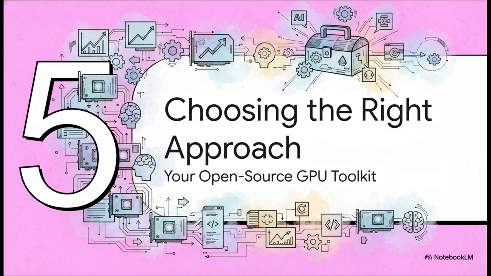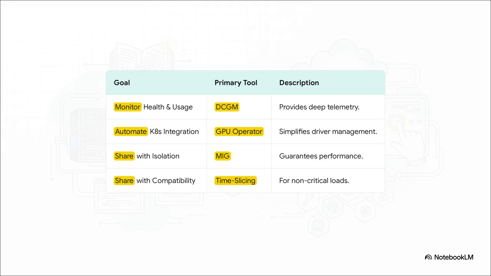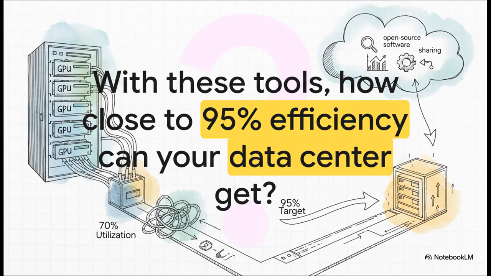Let's pull all these pieces together and look at this as one cohesive toolkit that you can use to crush that efficiency problem we started with. Here's a really simple way to think about it. If your goal is to monitor what's going on, you reach for DCGM to get that deep visibility. If you need to automate your setup in Kubernetes, the GPU operator is your best friend. If you have to share a GPU and you need that rock-solid isolation and performance, you use MIG. And if you want to share with broader compatibility for workloads that aren't super critical, time slicing is the perfect fit. It's that simple.